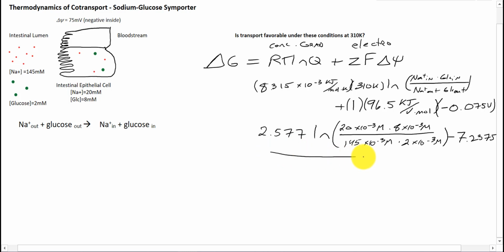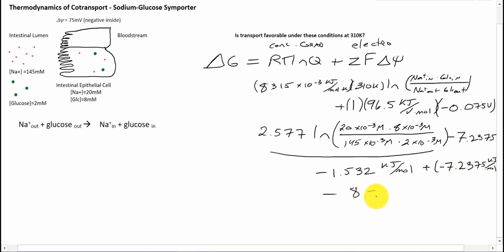All of this together, as the concentration gradient, contributes 1.532 kilojoules per mole to the transport, which is favorable. And then the electrostatics contribute negative 7.2375 kilojoules per mole to the transport. So altogether we end up with negative 8.77 kilojoules per mole. The sign tells you if it's favorable or not, and negative sign means yes, this is a favorable transport.